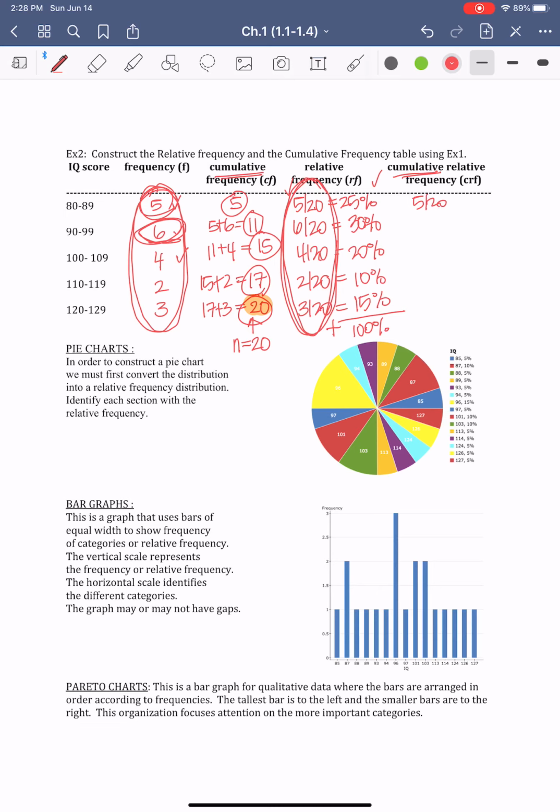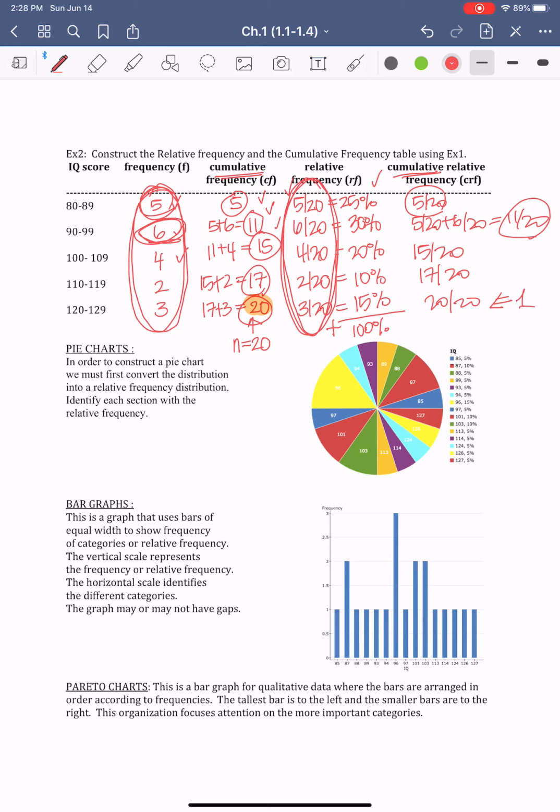The next one will be 5 over 20 plus 6 over 20, which gives you 11 over 20. Next one, 5 plus 6 plus 4, which is basically summing up these. So 15 out of 20, 17 out of 20, 20 out of 20. Again, summing up, 20 out of 20 should be one whole.